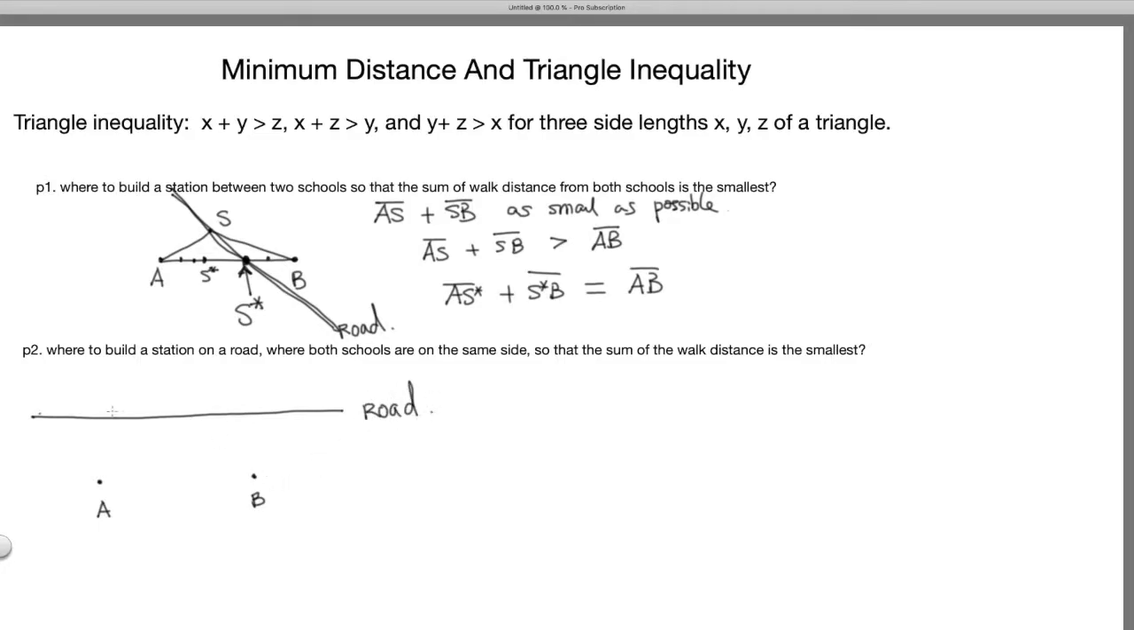Still the same question: where should we build a station on this road, let's say somewhere S? Where are we going to build such an S so that the sum of the walk distance is the smallest? So again, we want AS plus SB to be the smallest. Where to build? So that SA plus SB is smallest.